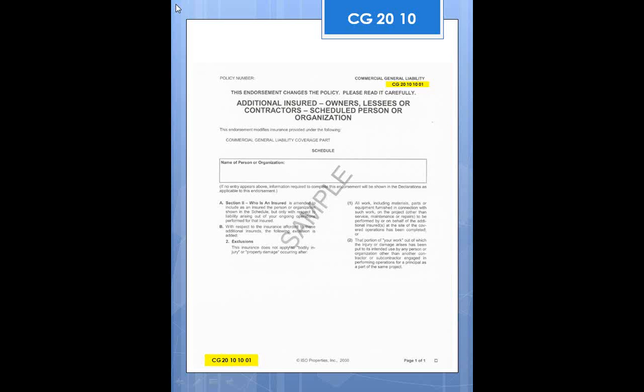And if you're lucky enough to get the CG 2010 and the CG 2037, typically and theoretically, all the names that we need to have listed should be typed in that box that says name of person or organization. And if you're not lucky enough to get those, then we'll go on to the blanket ones. I'll tell you about those. Or you can go on to the next one.